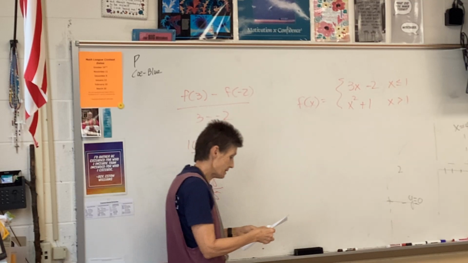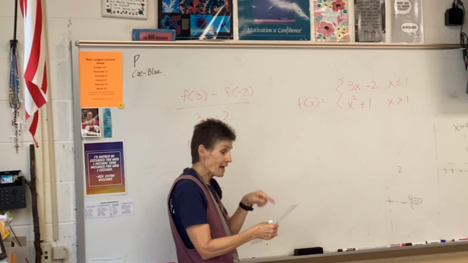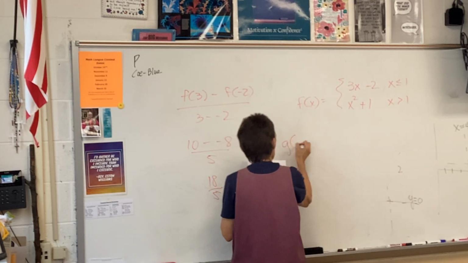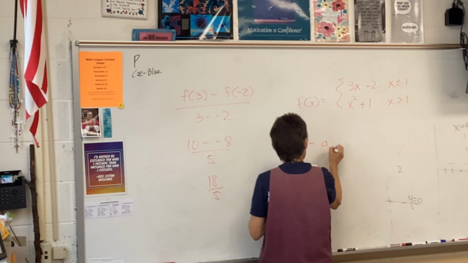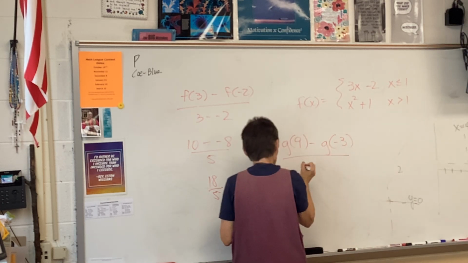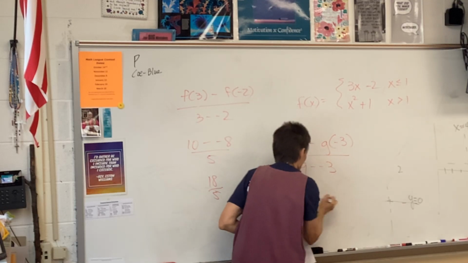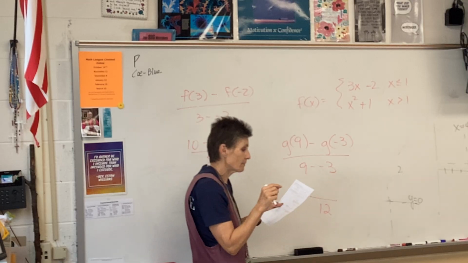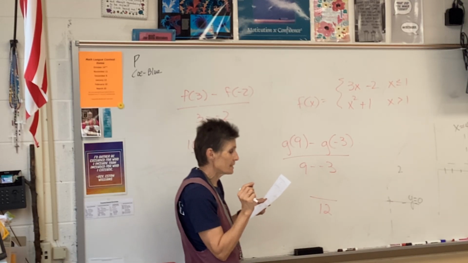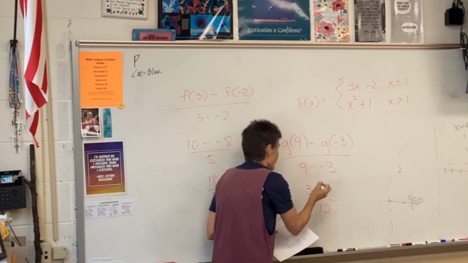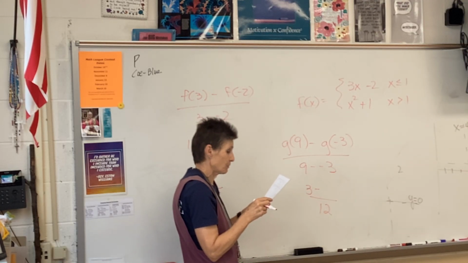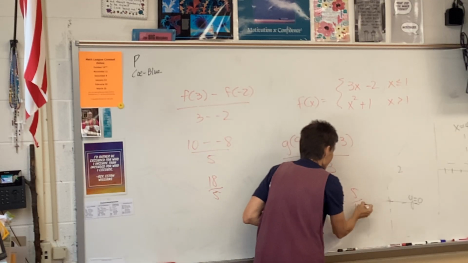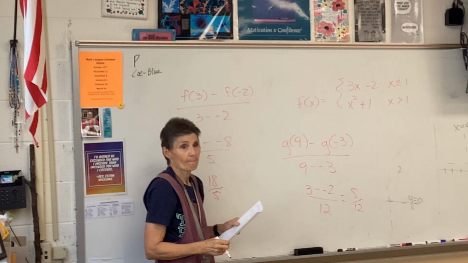Okay. All right. Now, graphical, that's another piecewise function, but it's got pictures. The first thing you should have written, g of 9 minus g of negative 3 over 9 minus negative 3. Okay, so that needs to be written on your paper. Okay, what's g of 9? Look at your picture. G of 9 is 3. And g of negative 3 is negative 2. So I got 5 over 12. Good?